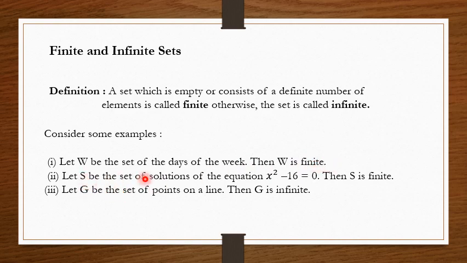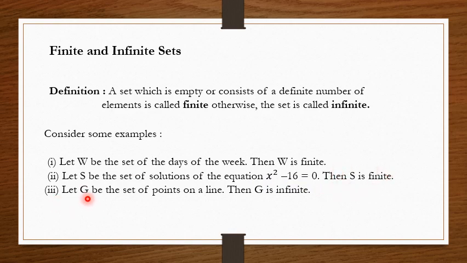Let S be the set of all solutions of the quadratic equation x² - 16 = 0. Then what are the elements in S? S = {4, -4}. Plus or minus 4 are the solutions of this quadratic equation. That is, S contains exactly 2 elements. So, S is also finite.